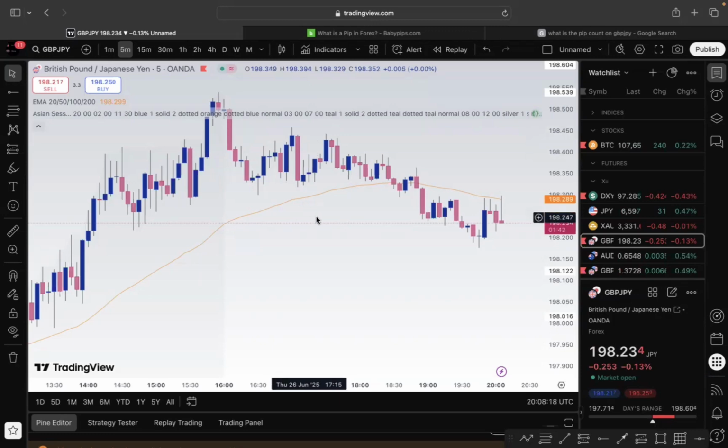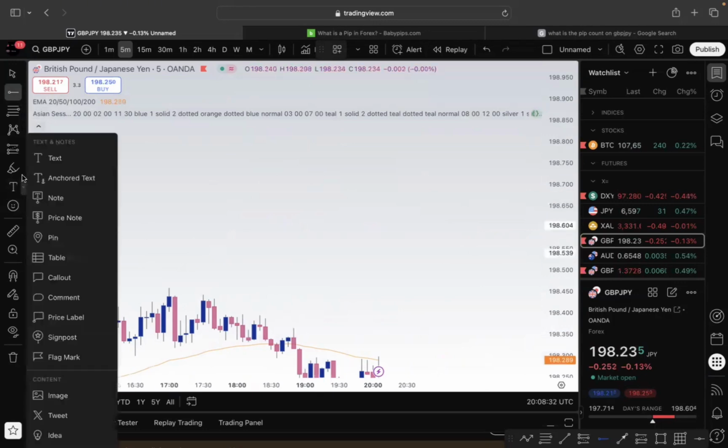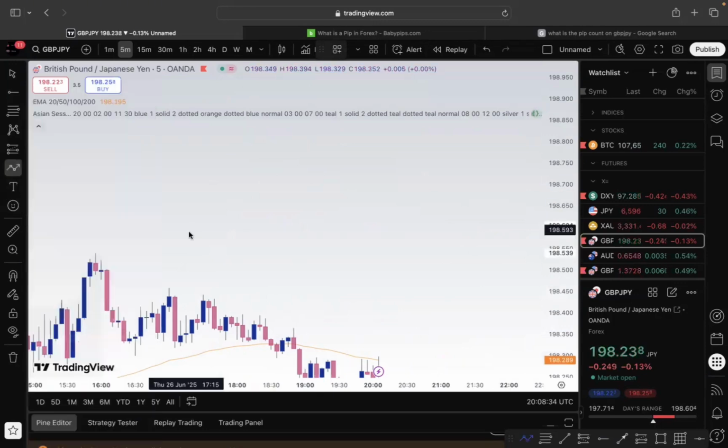Anyways, let's look at GBPJPY, for example. I'm using this line here, so let me do it this way. Let's say price moves from here all the way to this level, comes down, goes up, comes down, and up again.